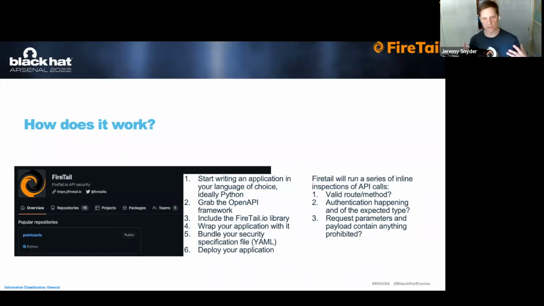But the way that it works is that you start writing an application, ideally in Python, because that's what we support today. You grab that OpenAPI framework, you start building your API on top of that. You include the FireTail library, and that's about 15 lines of code that wrap your application with that library. There is a separate security specification file in a YAML format that you include, and then you deploy your application.